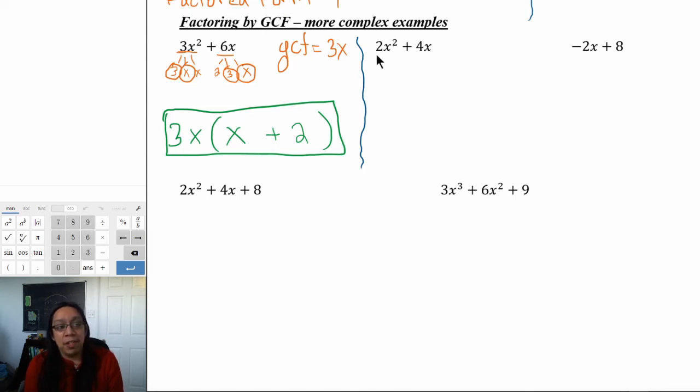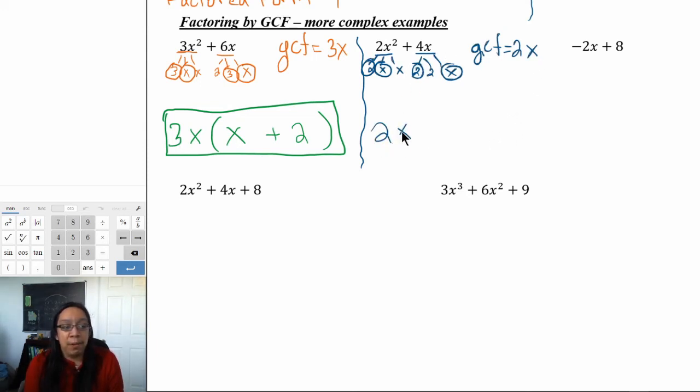Okay, let's look at the GCF of 2x squared and 4x. So 2x squared is going to be 2x and then another x. If we break down 4x, that's going to be 2 times 2 times x. And now from here, you want to look to see what they have in common. Well, they only have one 2 in common, and they have an x in common. That's about it. So they have 2 and x in common, so your greatest common factor is going to be 2x. Now let's go ahead and factor it out.